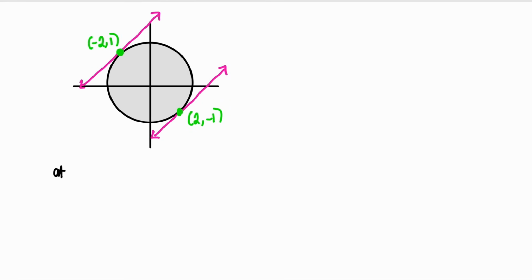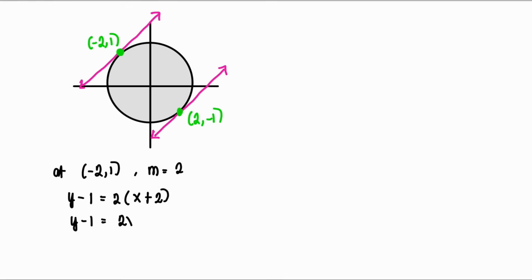When it is passing through (negative 2, 1), and the slope is positive 2, then our equation is y minus y sub 1, which is 1, equals 2 times x minus negative 2, so that's x plus 2. Simplifying, y minus 1 equals 2x plus 4. Therefore, the general equation is 2x minus y plus 5 equals 0. Okay, that is the first tangent line.